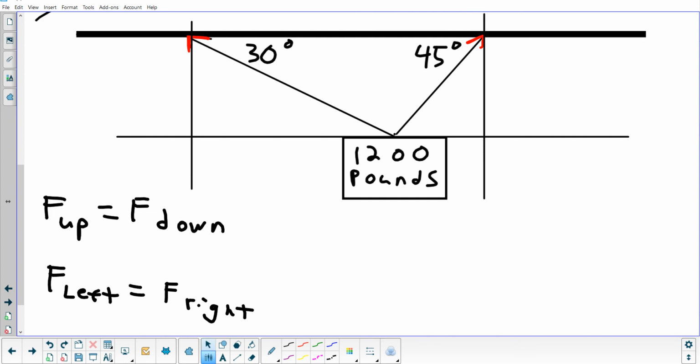So let's start with the one on the left. This is the vector pulling left, and then this is a vector pulling up. If you put the blue and the green together, you would get the one that's in black. And let's give it a label. Let's call it T1, because that'll represent the tension in cable 1. And let's call this one T2. And let's decompose that vector into its components, the horizontal and the vertical.